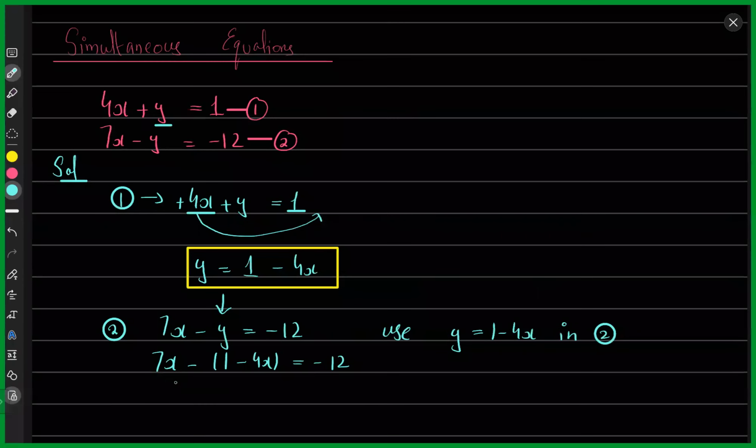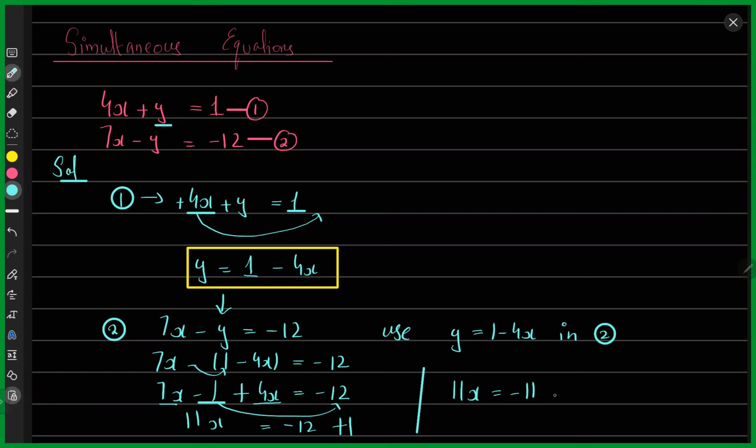And now when I will make x the subject, this would become 7x minus into 1 would make it minus 1, and then minus into minus 4x would become plus 4x equals minus 12. 7x plus 4x would give me 11x. And I am going to take this minus 1 on the other side and it would become minus 12 plus 1. Okay, that minus 1 became plus 1. And finally, I am going to get 11x equals minus 11. So this would imply that x is equal to minus 1. Now this is the value of x.